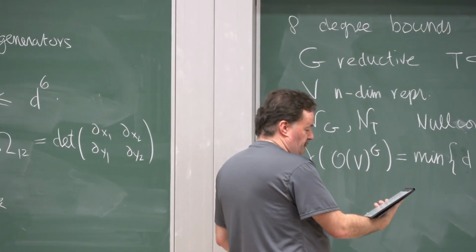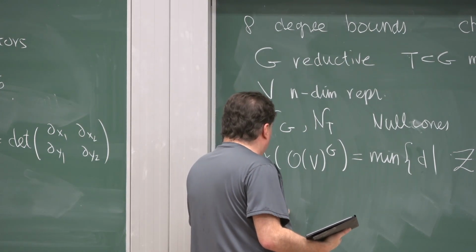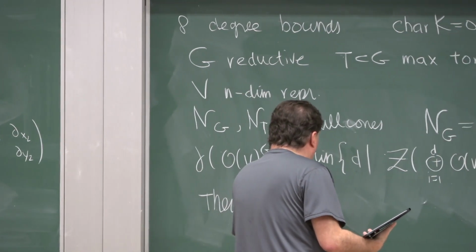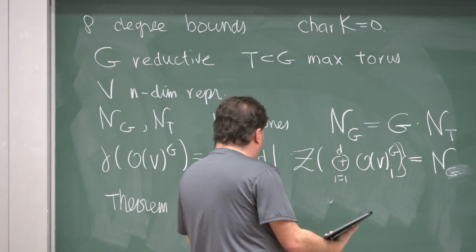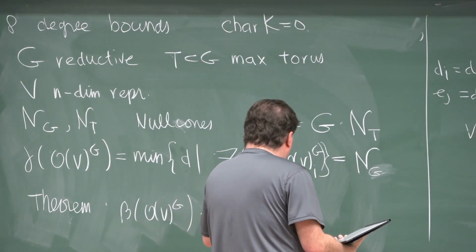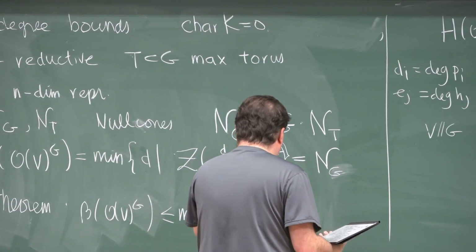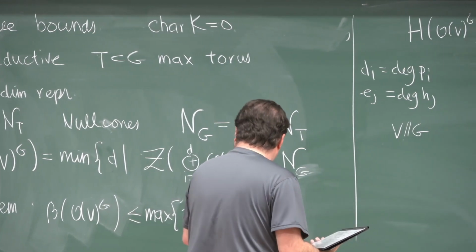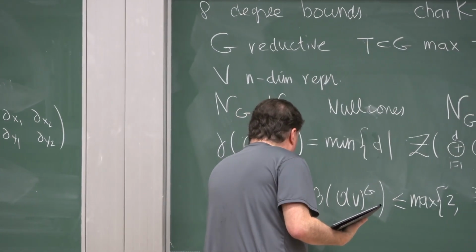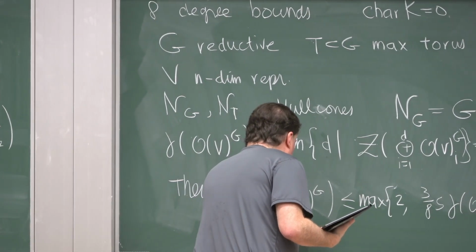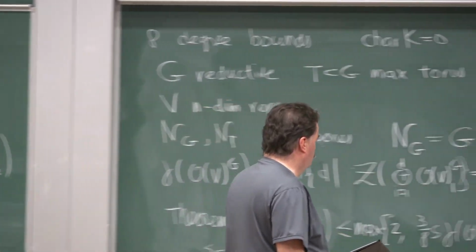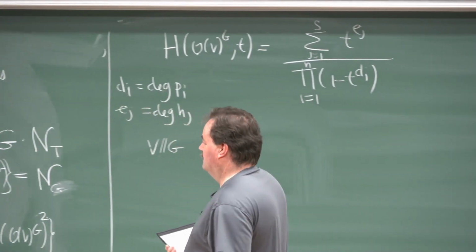Okay, I see I'm out of time, so maybe I'll just write down the theorem. That the invariant ring is less or equal than the maximum of 2 and 3/8 as gamma OVG, where S is the dimension of the invariant ring, but I mean it's just bounded by the dimension of the representation. Oh yeah, there should be a square here. Okay, so this is the bound.